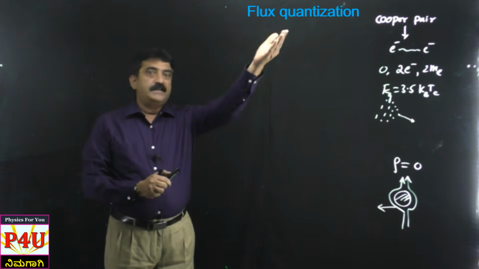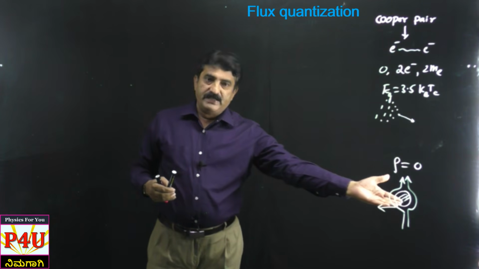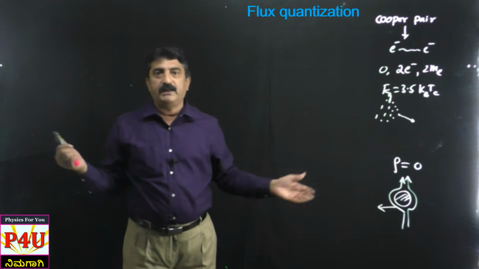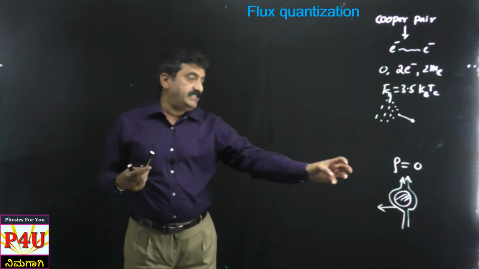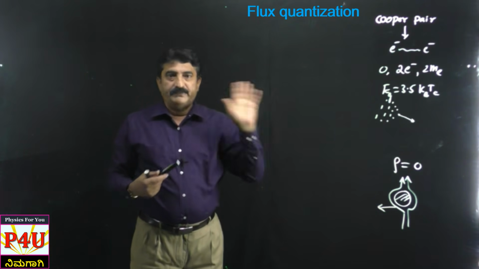Okay, it is flux quantization. What is flux quantization? Already we know the Meissner effect. Whenever you apply a magnetic field, the superconductor will throw the magnetic lines out of it. Okay, this is in the case of a solid sphere or disc or lamina, something like that.